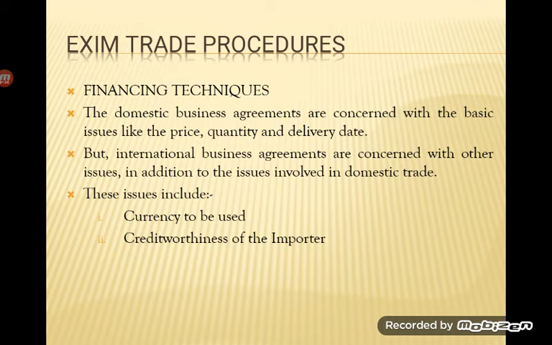Then they have to verify the creditworthiness of the importers. Every importer may not get financial assistance from banks and financial institutions, and the Reserve Bank of India may not provide the currencies required by all importers without verifying. They are going to provide foreign currencies based on the weightage of the application. So what is the weightage of the application? It is nothing but the creditworthiness of the importer.